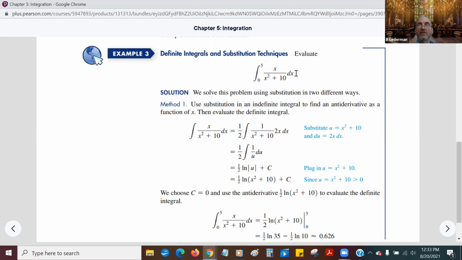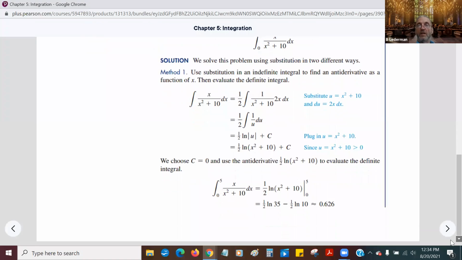Now I have an x dx. So what I want to do is take the 2 and divide by it. So you get 1 half du is equal to x dx. So the x dx becomes 1 half du, and the 1 over x squared plus 10 becomes 1 over u. Now this is just ln u, and 1 half ln u plus c, that's my antiderivative. Now I'm going to back substitute the x squared plus 10. And now all I got to do is plug in and I get my answer.